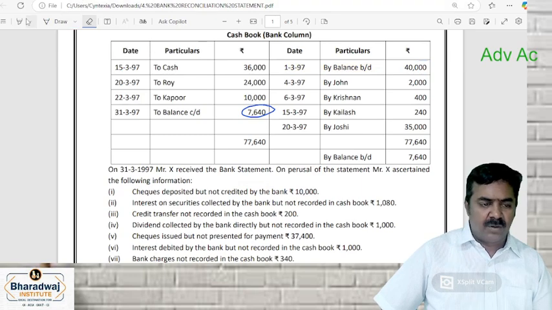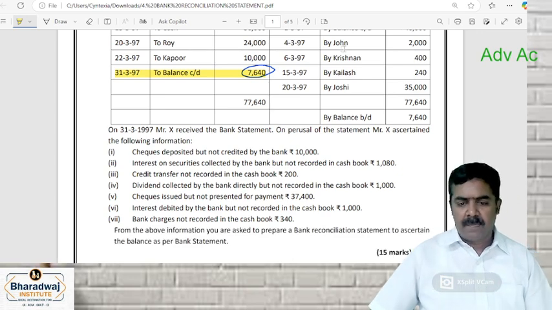By balance brought down இருக்கு. இங்க 2 balance carried down கொடுத்திருக்காங்க. It's an OD balance.